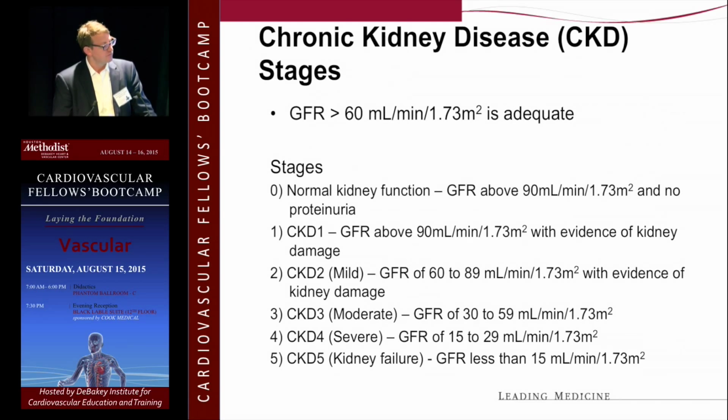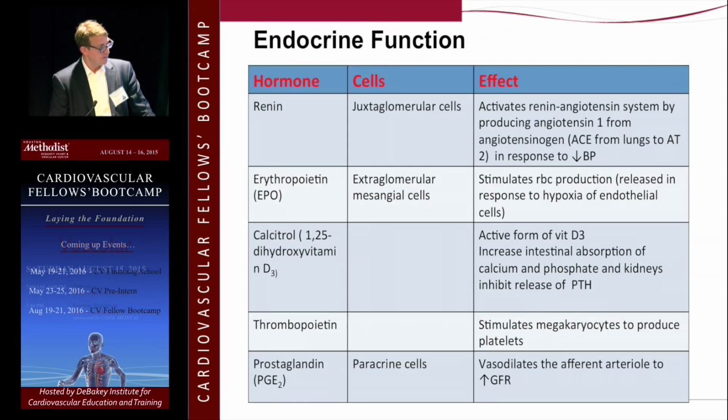So in terms of chronic kidney disease, normal or adequate is considered 60 milliliters per minute per 1.73 meters squared. Normal kidney function is actually above 90, no proteinuria. Stage 1 is above 90, but with some evidence of kidney disease. Stage 2 is GFR between 60 and 90 with evidence of kidney disease, and then 3, 4, and 5 are increasingly diminished GFRs from that point on. Stage 5 is less than 15 mLs per minute per 1.73 meters squared.